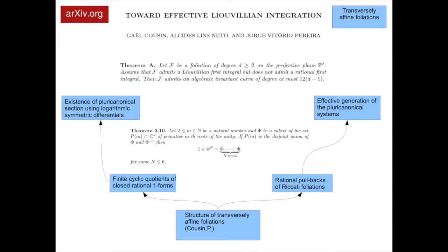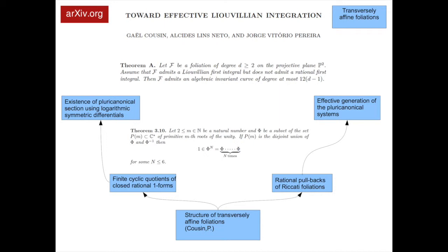which somehow we had to prove using modern proof techniques, meaning MathOverflow. And it says the following. Let phi be a subset of primitive roots of unity, and let us assume that the set of all primitive roots of unity is the disjoint union of phi and phi inverse. Then for some n of order at most 6, 1 is in that set. So that somehow explains the 12 there. The 12 comes from this.